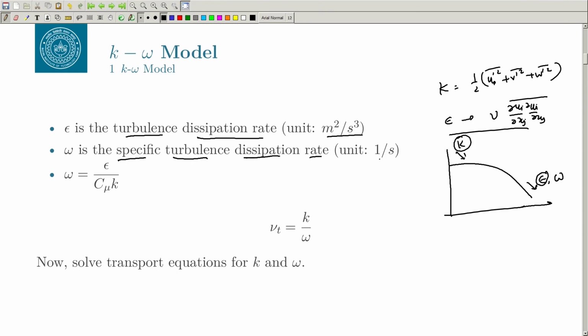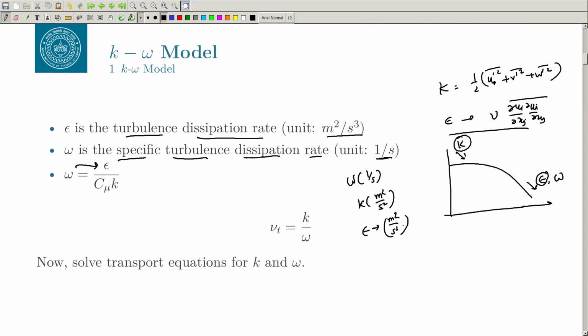Omega is called the specific turbulence dissipation rate, and its unit is 1 by second. So, in a way it represents at what frequency the eddies are getting formed and getting destroyed. Because its unit is 1 per second, it is a kind of frequency. It can be related to your epsilon, because this also represents dissipation rate, by epsilon by k. Here k is meter square per second square, and epsilon is meter square per second cube.